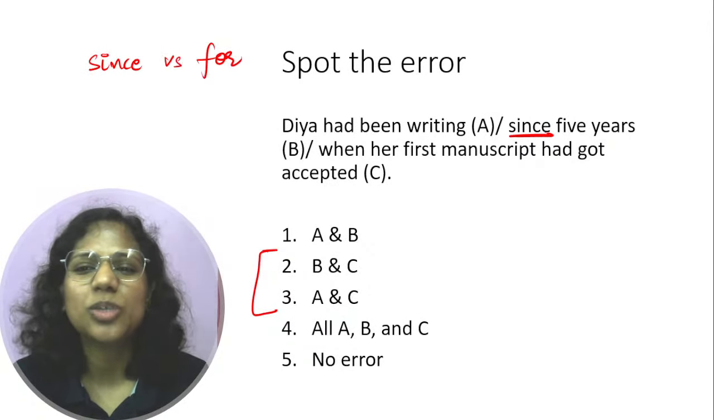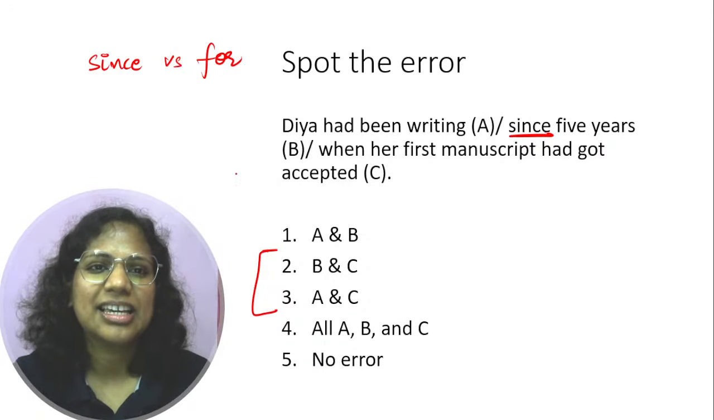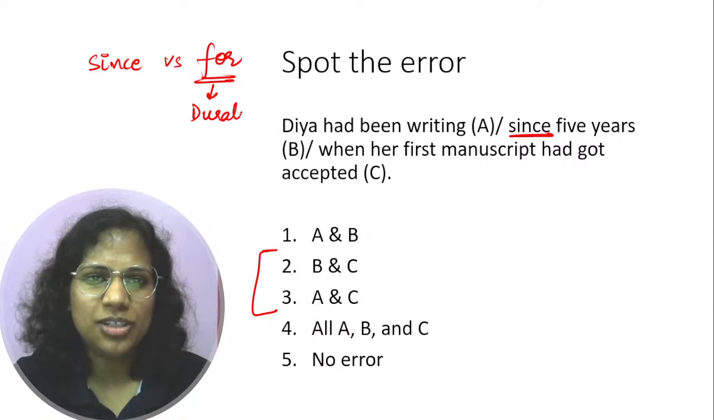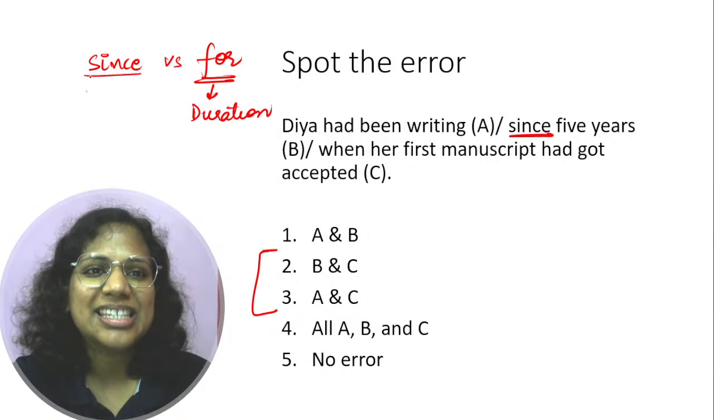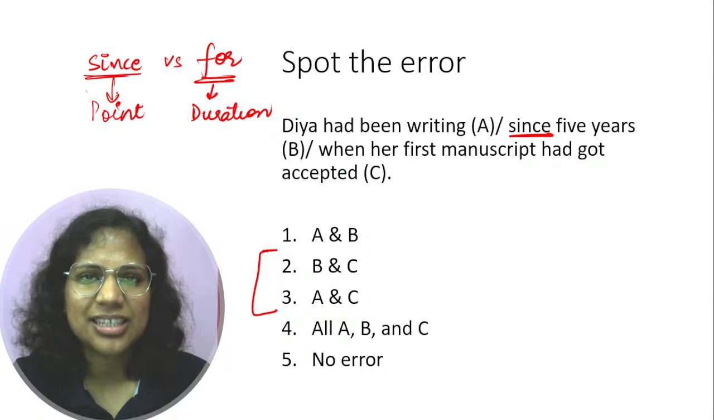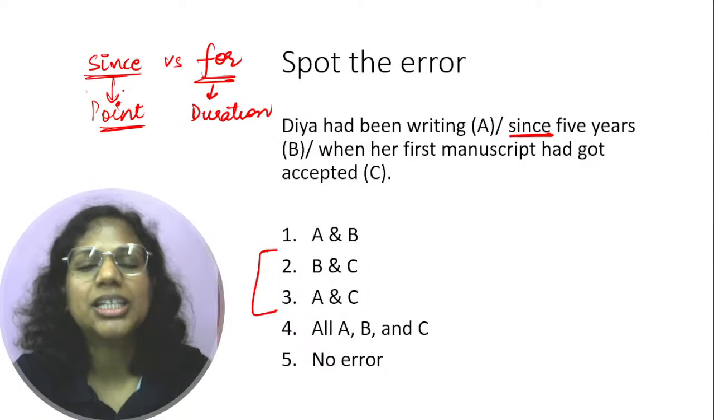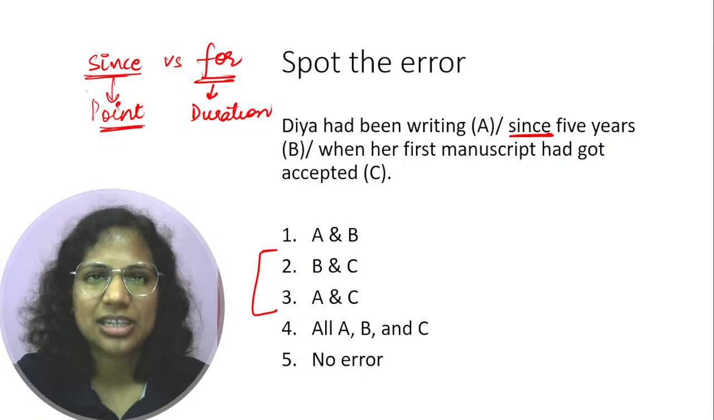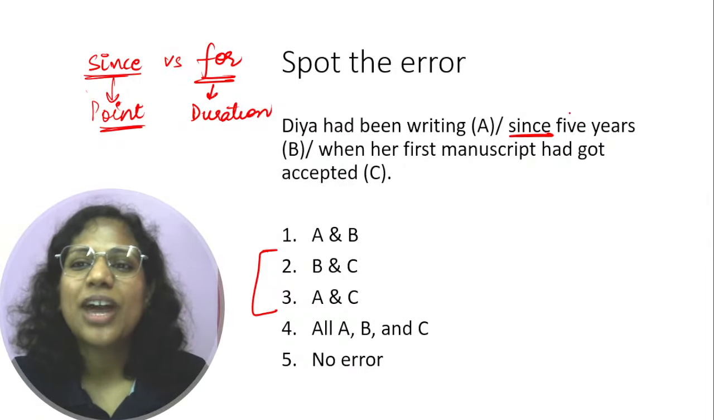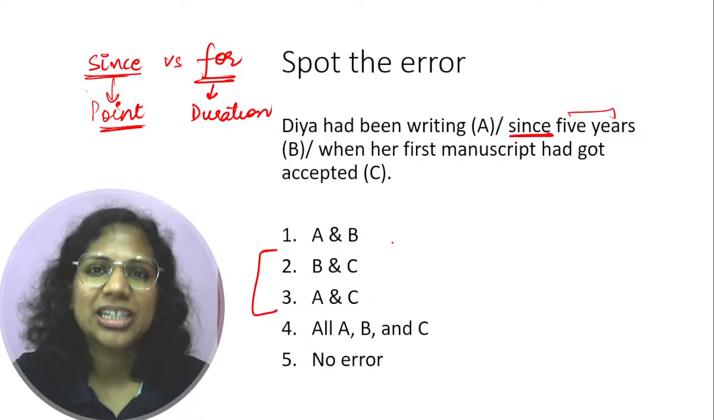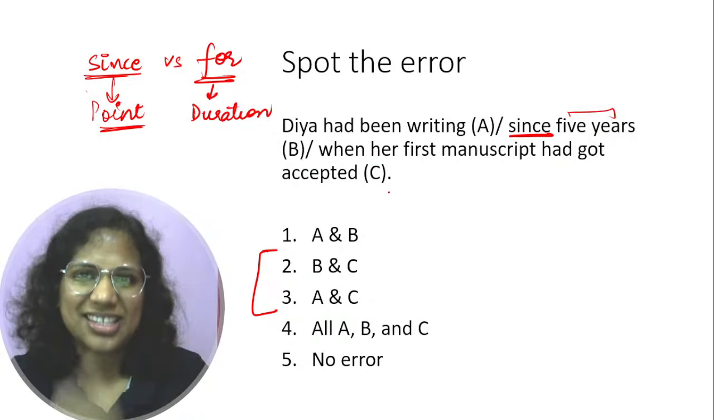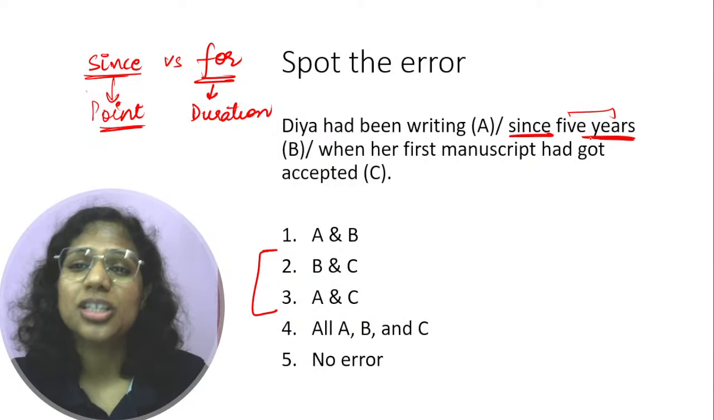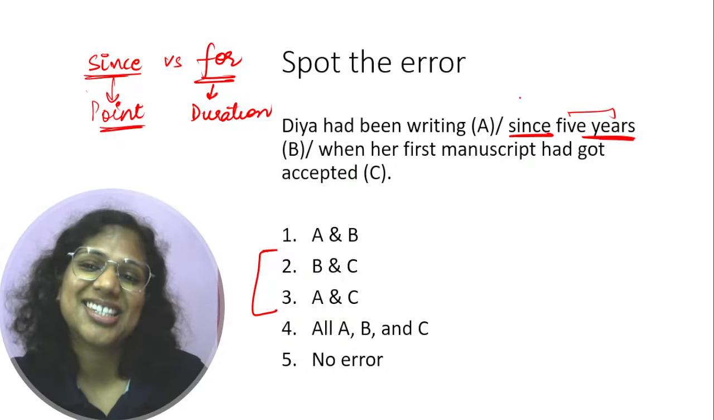What is the difference between these two prepositions? For treats time as a duration. Since treats time as a point. Yes? So a point is, let's say, 10 a.m. Thursday 1999. These are points. Durations are 5 years, 2 weeks, 10 months. These are durations. So here we have a duration. It could not have been since.